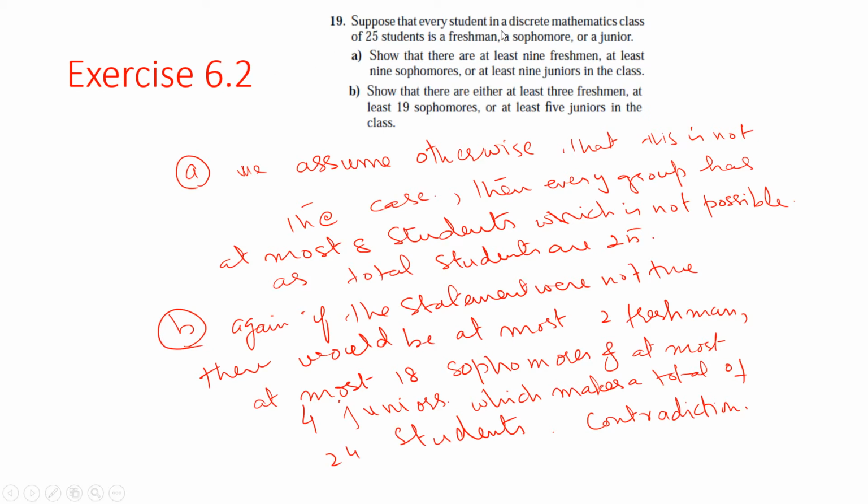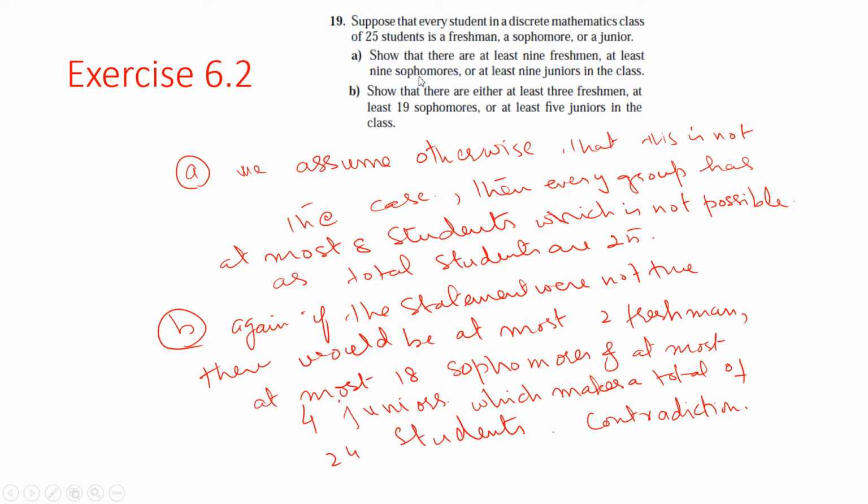Okay, question number 19 from the same exercise, exercise 6.2. Suppose that every student in a discrete mathematics class of 25 students is either a freshman, a sophomore, or a junior. Part A: show that there are at least 9 freshmen, at least 9 sophomores, or at least 9 juniors. It means that one of the groups must have 9 members, either freshmen, sophomores, or juniors.